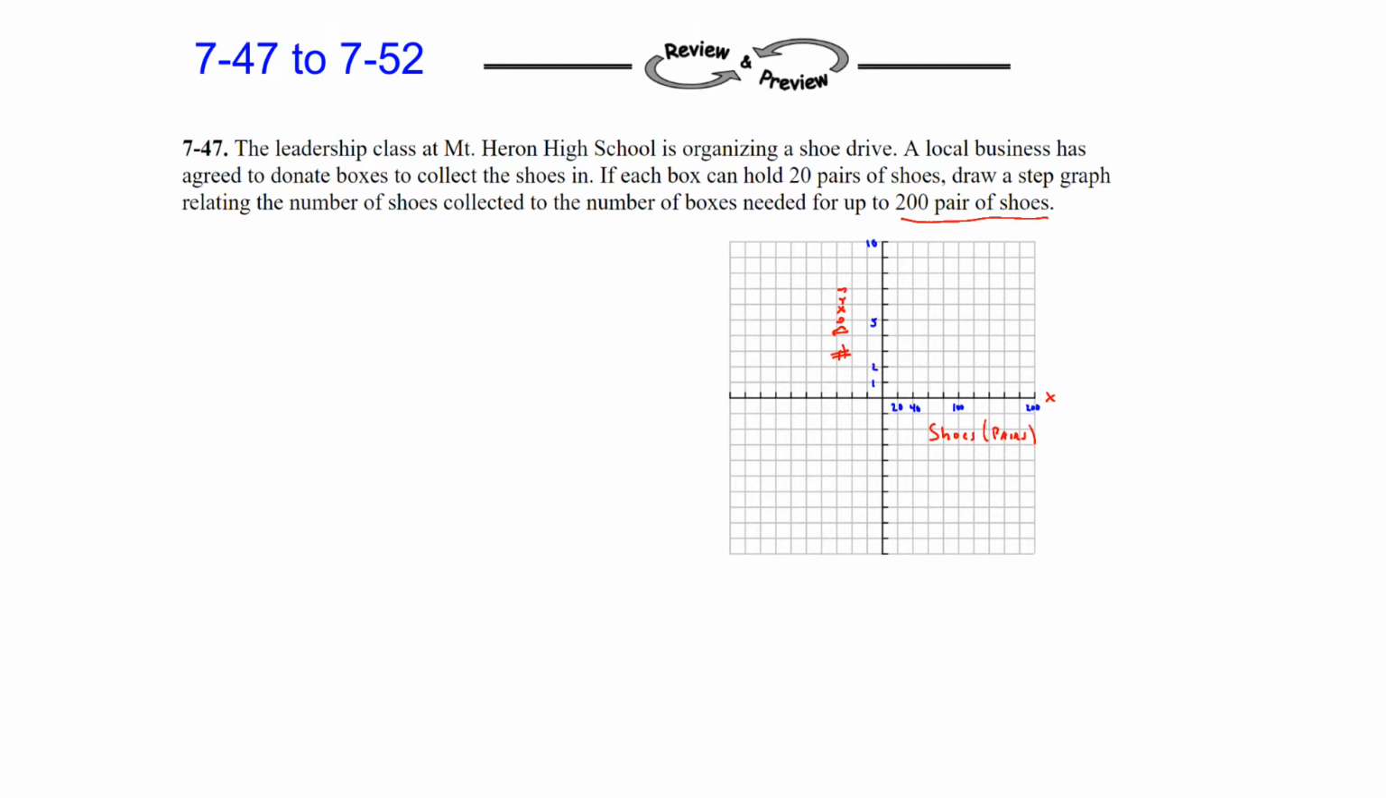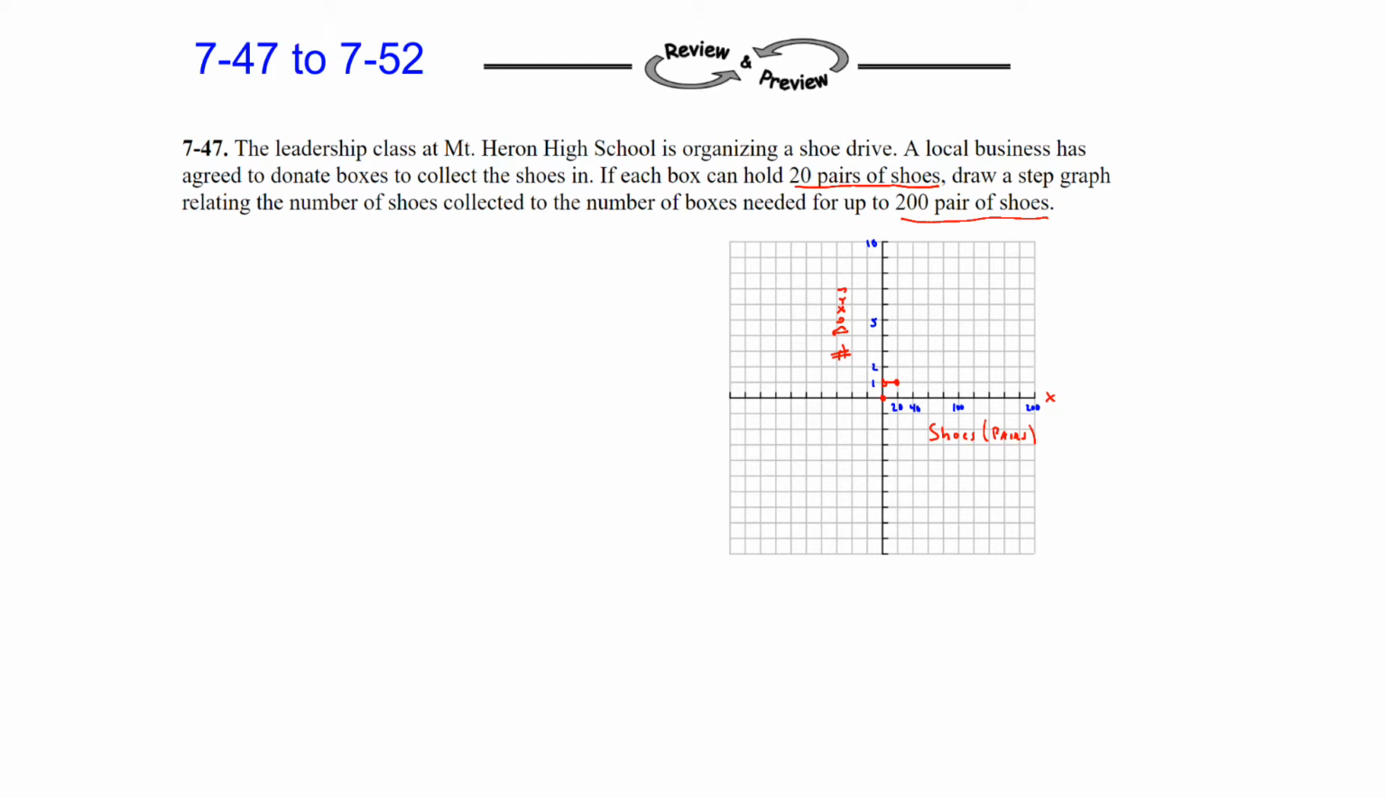Alright, so I labeled the X and Y axes, and now we start creating our step graph. For 0 pairs of shoes, we're going to need 0 boxes. So that's kind of where we start. But then once we get 1 pair of shoes, anything from 1 to 20 will fit in 1 box. So anything from 1 pair up to 20 pairs of shoes will be in the first box. And I have the open circle at 0 because if we have 0 pairs, it's going to be 0 boxes.